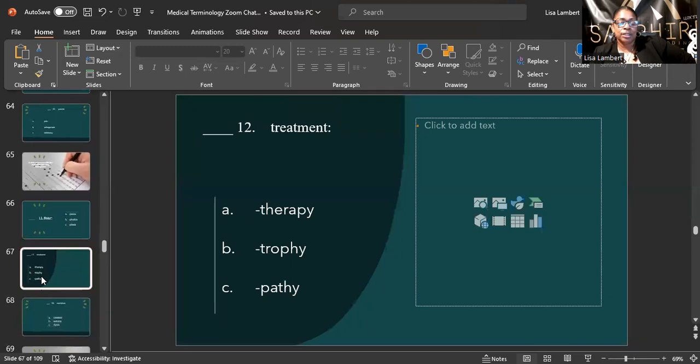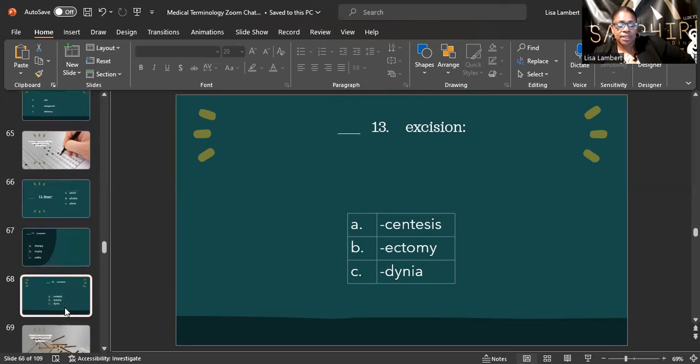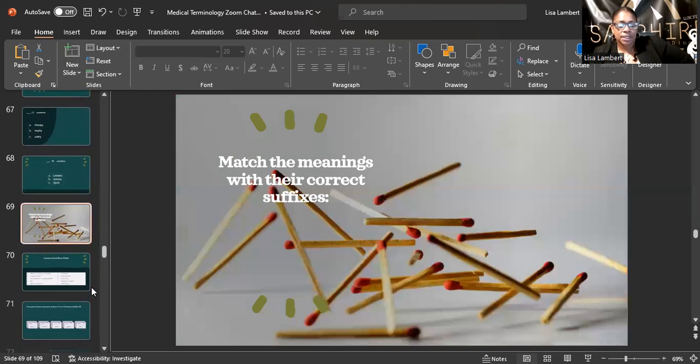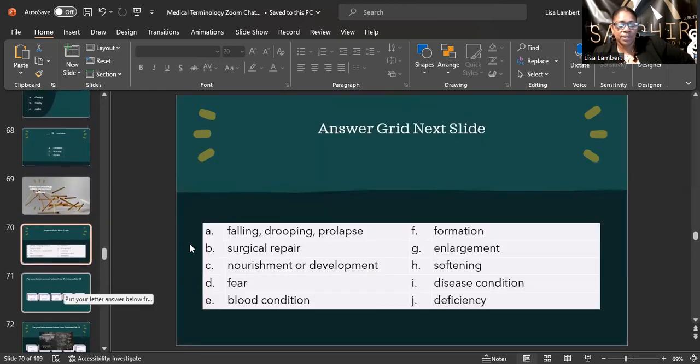Others are doing treatment, therapy, trophy, pathy. You know what this is because you know what it will pertain to. Good. Okay, excision. We talked about this one. This one I'm not going to do, it's just too easy.